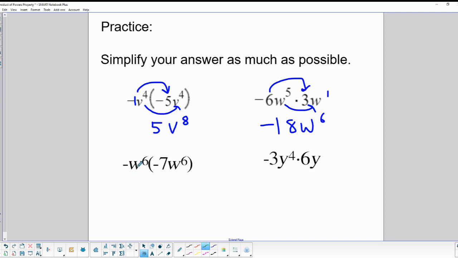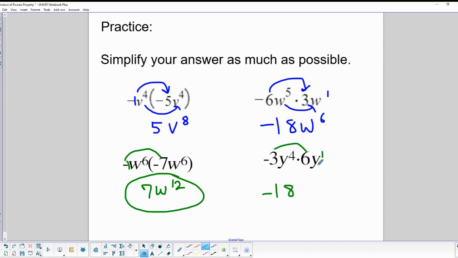All right, now this, I've got a negative w to the 6th out front. I've got to remember my 1 there. So negative 1 times negative 7 would be 7. And w to the 6th times w to the 6th would be w to the 12th power. All right, this next one, negative 3 times 6 would be negative 18. And then we've got to remember there's a 1 on that y there. So y to the 4th times y to the 1st would be y to the 4 plus 1, which is 5. And there's the 4th problem there.